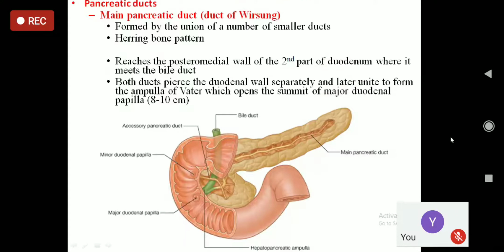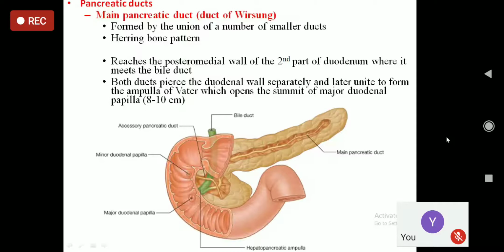So that is all about the different parts of the pancreas. So first of all, head with the uncinate process, the neck, the body, and the tail. They are the different parts of the pancreas. So move on to the duct system. The pancreatic ducts, there are two types of duct. They are the main pancreatic duct and the accessory pancreatic duct.